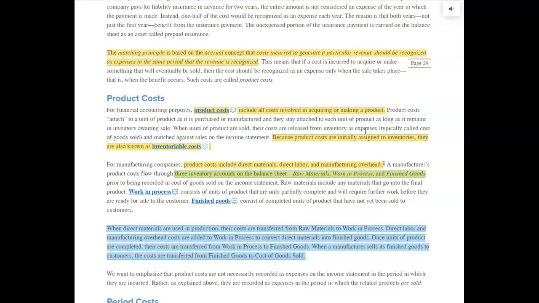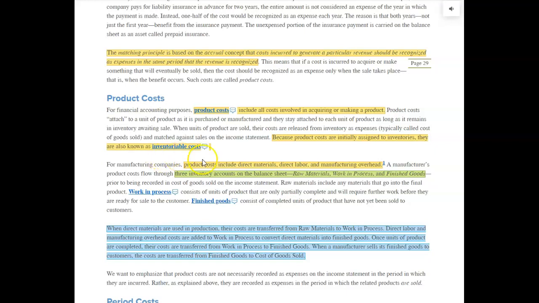Those are also called inventoriable costs, because we're going to see in a minute, in fact in this paragraph right here, that whenever you purchase raw materials, whenever you start working on a product in your manufacturing process, and after you finish it, all costs involved to that point are placed into an inventory account. So they are inventoriable. Okay.